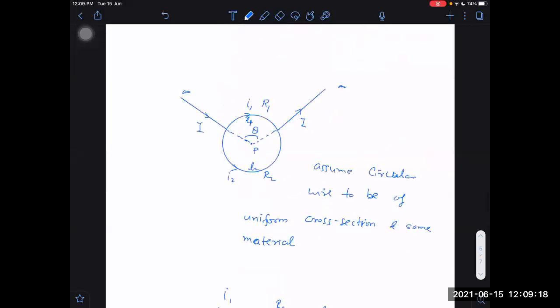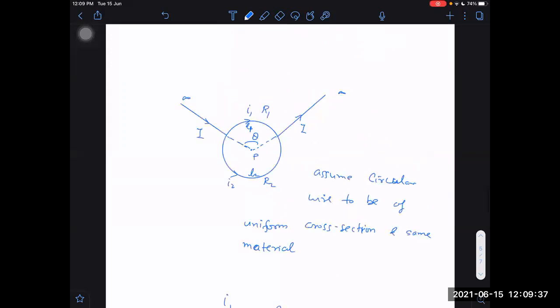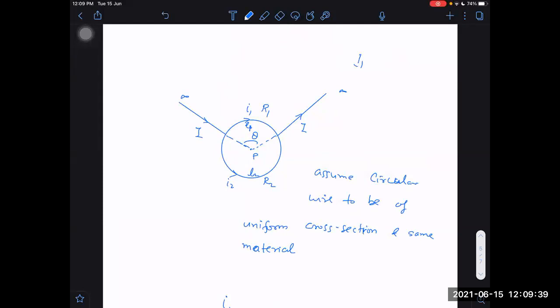I could have directly said this. I know current is inversely proportional to resistance, so it is inversely proportional to length, so it is inversely proportional to theta. And if it is inversely proportional to theta, I could have directly said that I1 upon I2 will be equal to 2 pi minus theta upon theta, right or not? Yes, sir. It will be like that only. So we can reach this step directly.